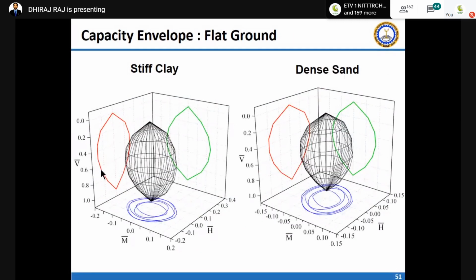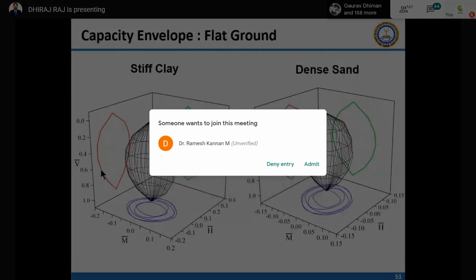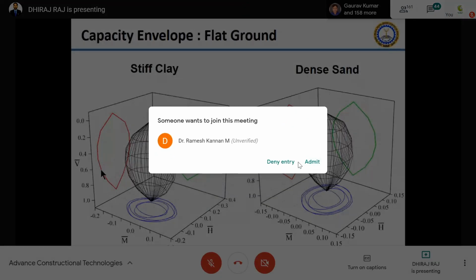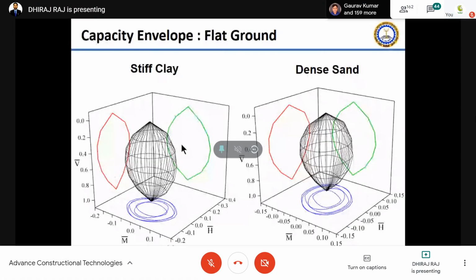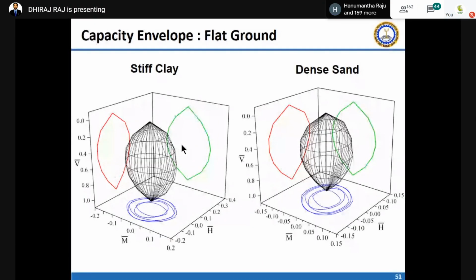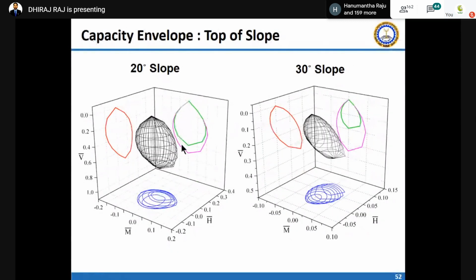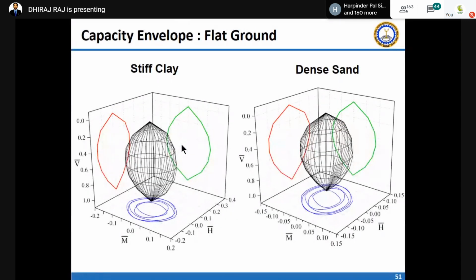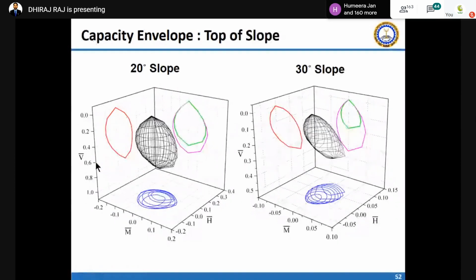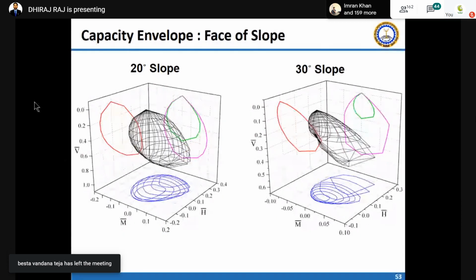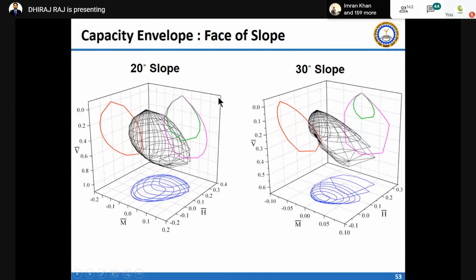So how does the capacity envelope actually look? I have taken two examples, stiff clay and dense sand, both kinds of soil. This capacity envelope, you can see how it looks. For slopes, there is an asymmetric shape. You can see, compared with your flat ground, on slope it is somewhat asymmetric and also shrinks, because capacity on slope is actually lower than on flat. Similarly, for foundation kept on face of slope and on top of slope.